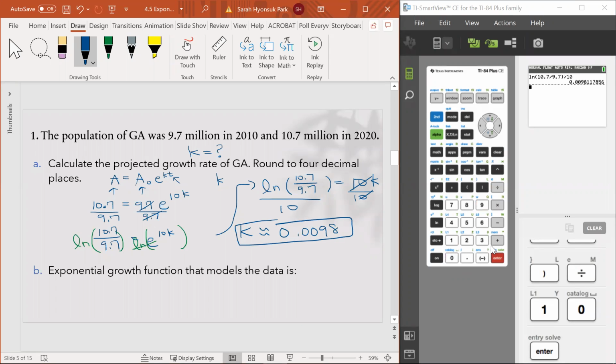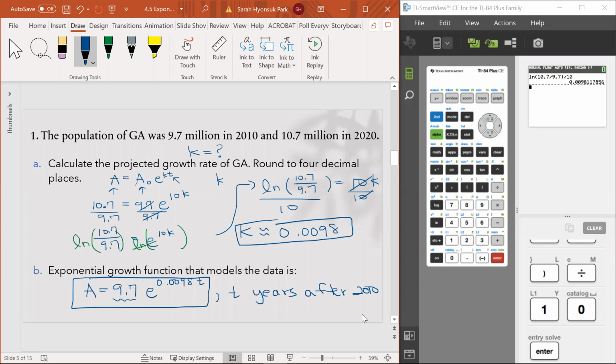So it says, what is the exponential growth function that models the data? So it's going to be A equals, the A initial is going to be 9.7, with E to the 0.0098 T. This T is years after 2010, because we're using our initial value starting 2010 at 9.7 million. All right, so there's number 1.